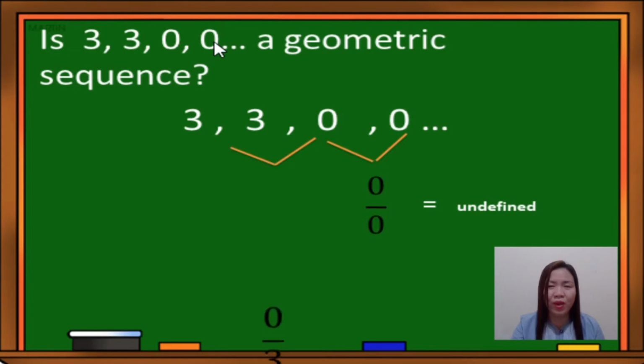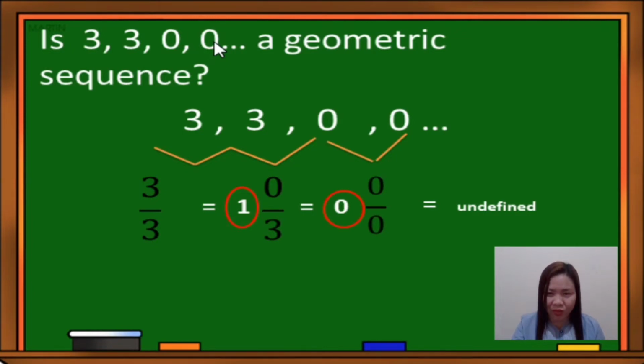How about if we have 0 over 3? What is the quotient? The answer is 0. How about 3 divided by 3? The answer is 1. So, observe, the quotients are 1, 0, and undefined. Can we say that the given is a geometric sequence?